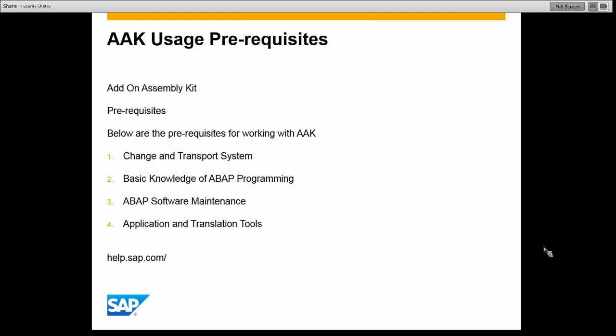Some prerequisites are very important while you use AAK, and they are a sound knowledge of change and transport system in SAP landscape. The second is a basic knowledge of ABAP programming, basically data dictionary objects, programs, etc. Third is the ABAP software maintenance, and the fourth one is knowledge about application and translation. You can always learn more about these four prerequisites in help.sap.com by searching the relevant topics, and I would encourage you to do so.